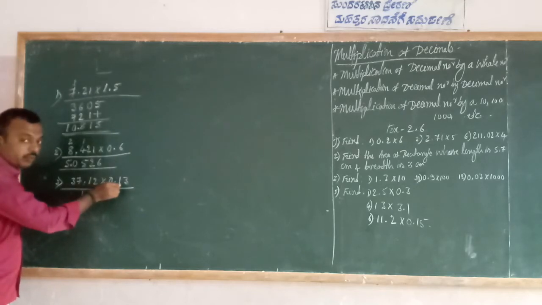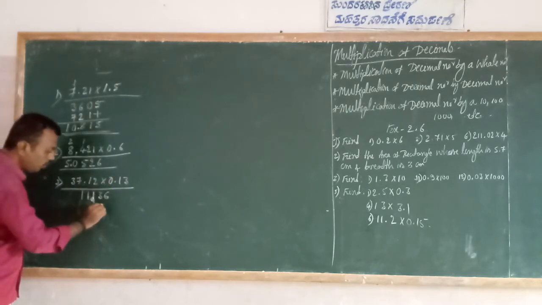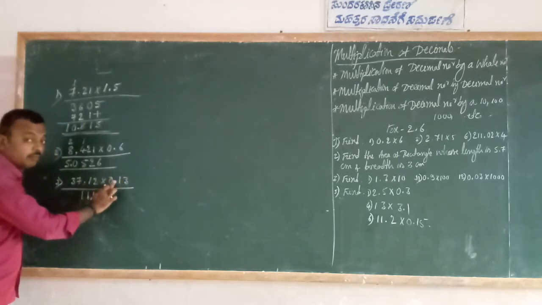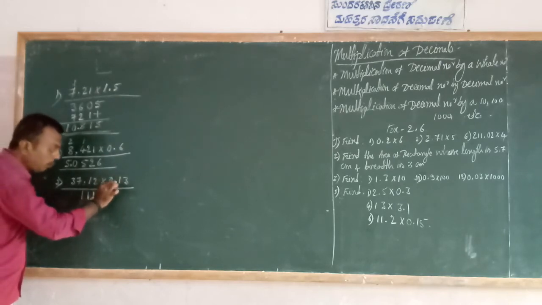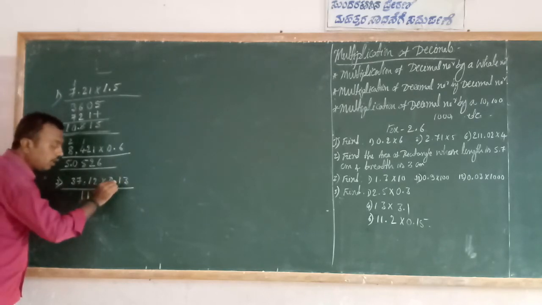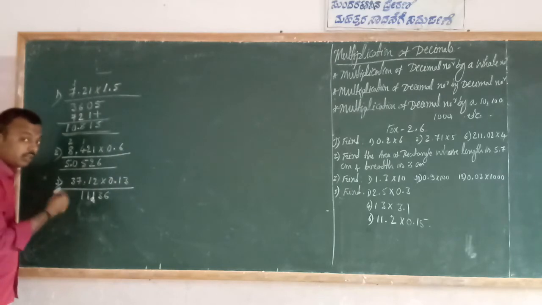we should multiply by 1. Next, 1 into 2, 2. This 1, it is in which place? Tens place, if you leave the point. If you are not considering the point, 1 is in tens place. If you are considering the point, the 1 is in tenth place. Do you understand? But here I will not consider the point in the beginning. After that I will consider it.